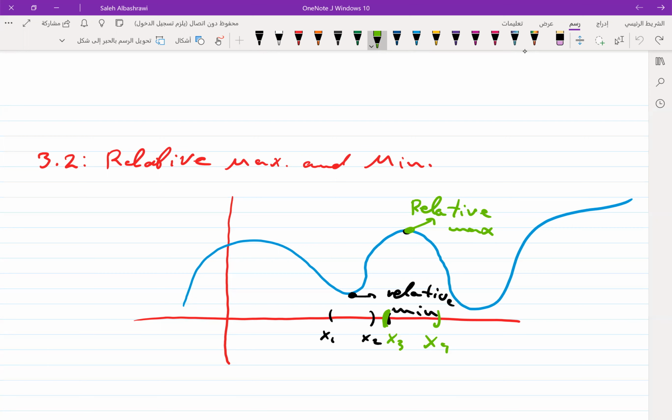So we have relative maximum or relative minimum, and also we have absolute maximum and absolute minimum. Absolute maximum is the highest value of the function over the whole domain of the function, but relative maximum is the highest among the small period or interval.